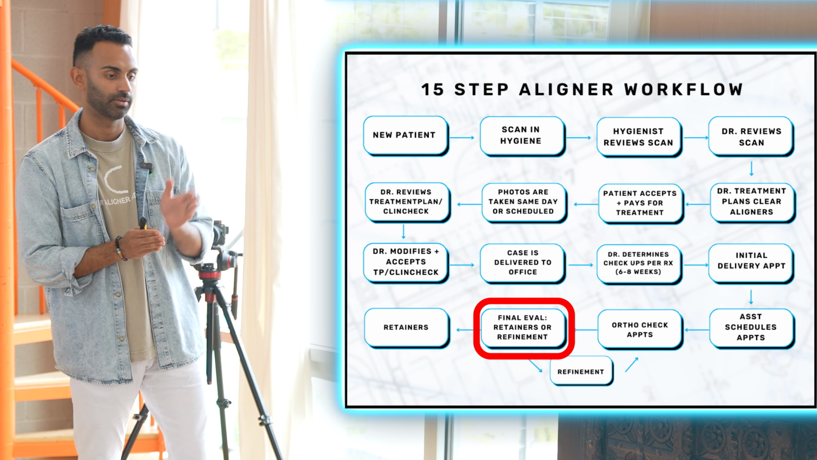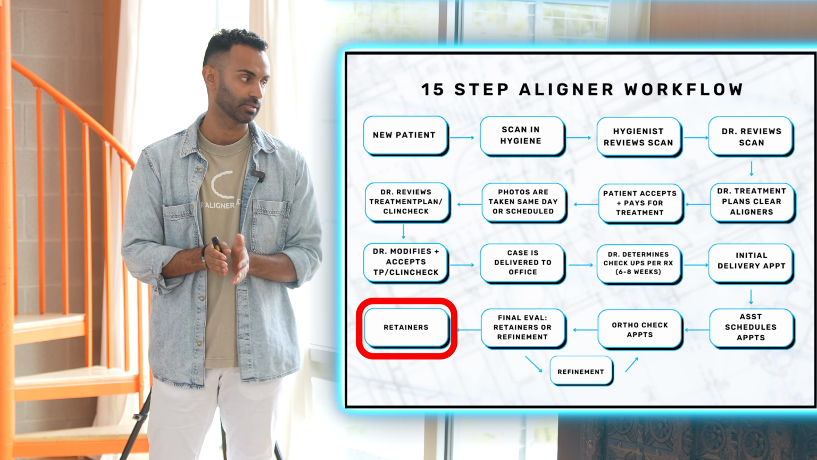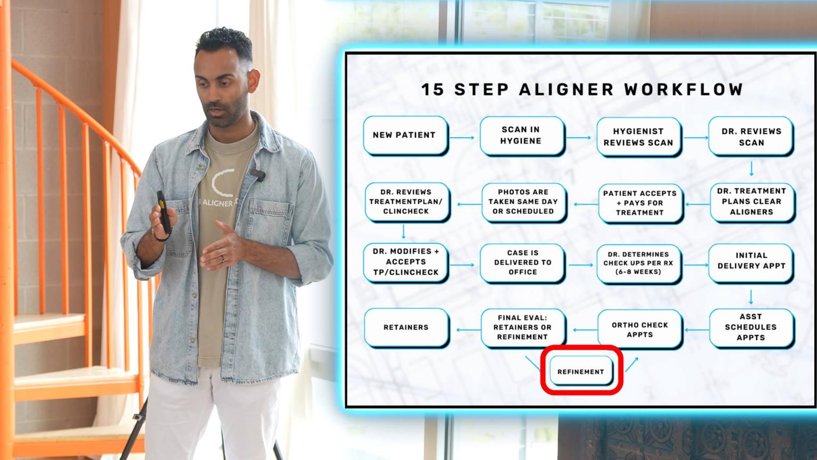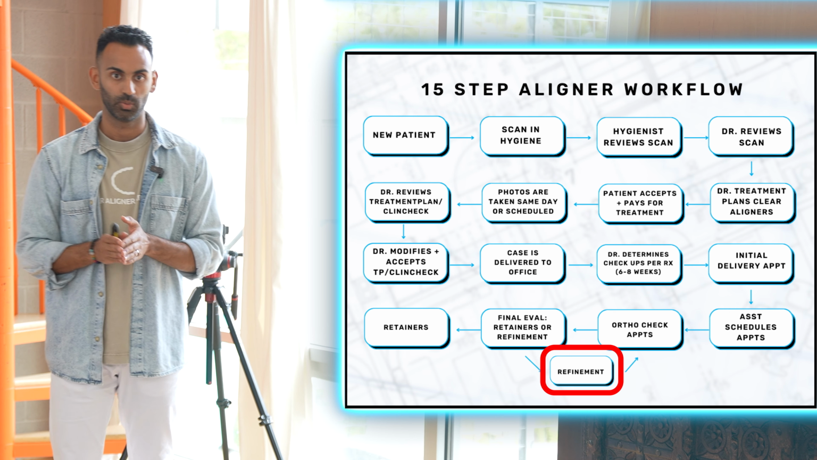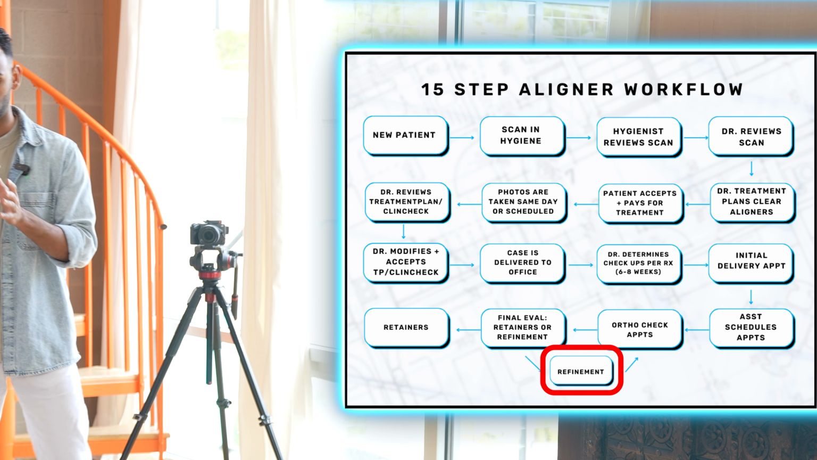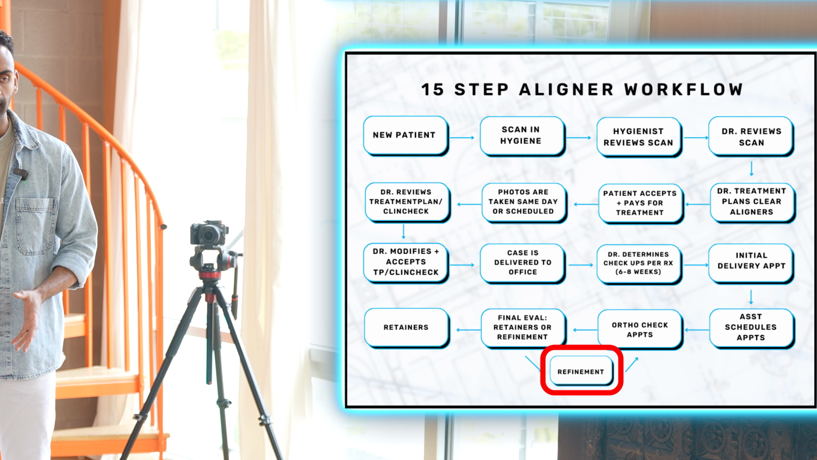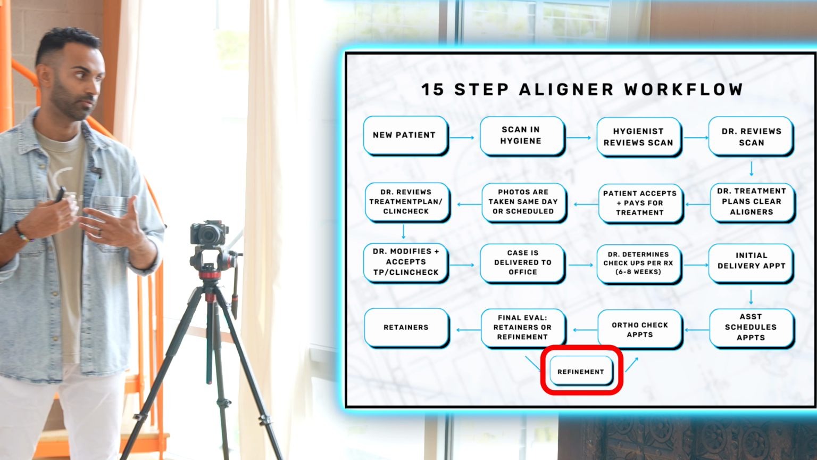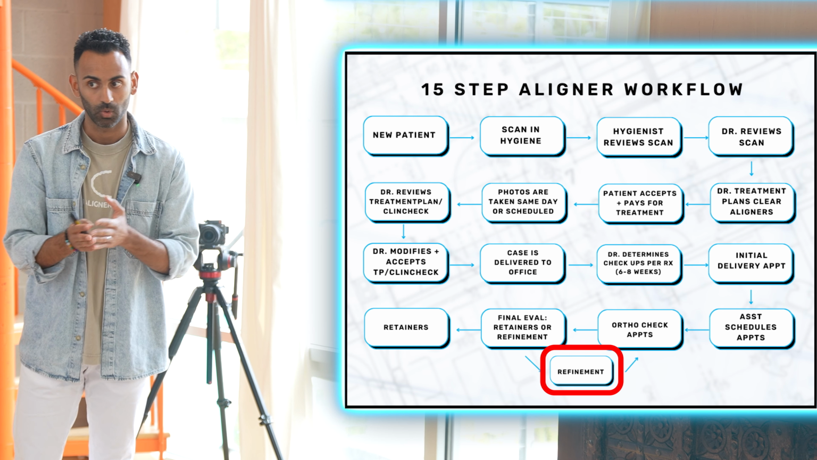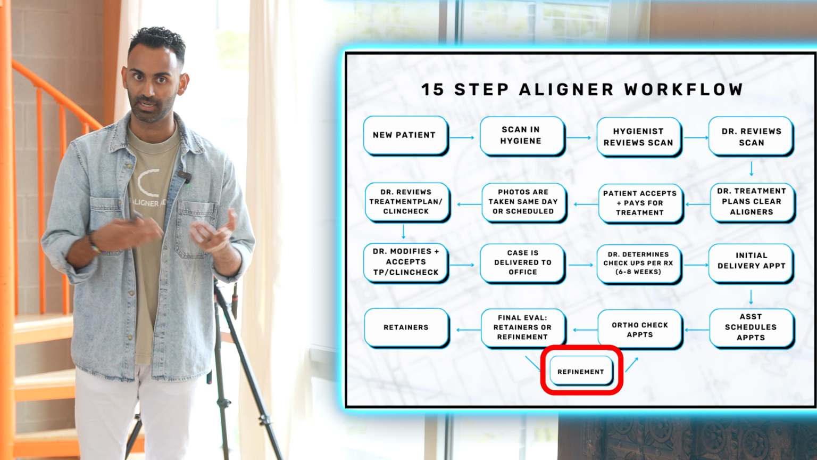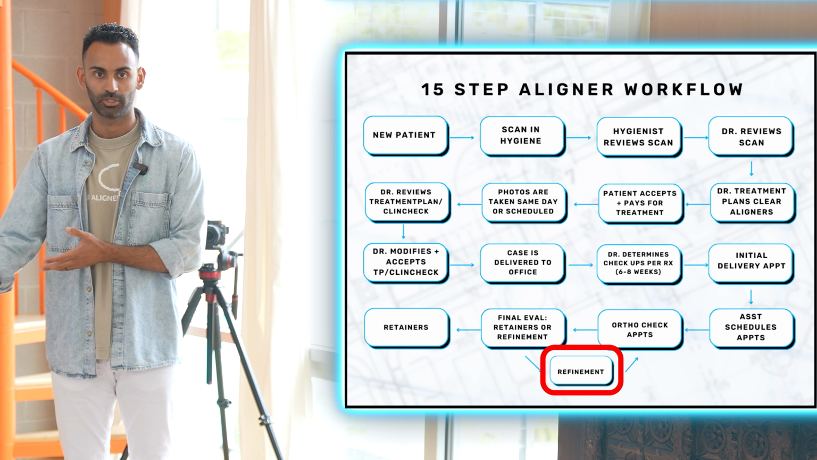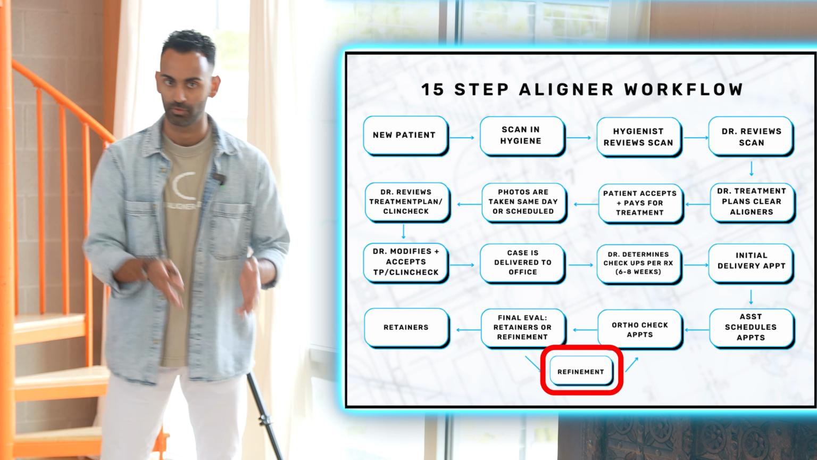At final eval, they're either cleared and you're moving to retainers, and that's where the next appointment would be, or they are going into refinement. And then you would schedule them to come back for their refinement tray delivery appointment. After that, they would be coming in for either a check or just the final evaluation. And I say that because if your refinement is only 8 trays, you don't need to check them for 8 trays. You just bring them back for the final evaluation when they're done with the refinement.